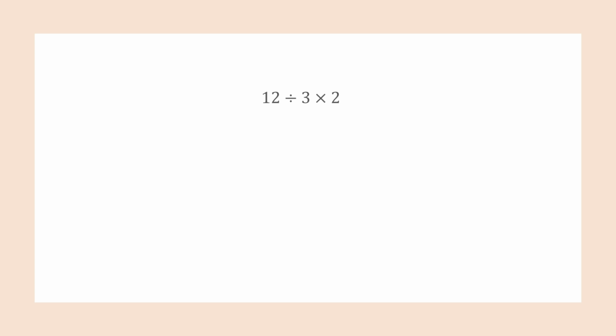12 divided by 3 times 2 is equal to 4 times 2, division first, working left to right, equals 8. Not 12 divided by 6. This is not correct, as it equals 2. Not multiplication first, as we are working left to right because division and multiplication have equal priority.